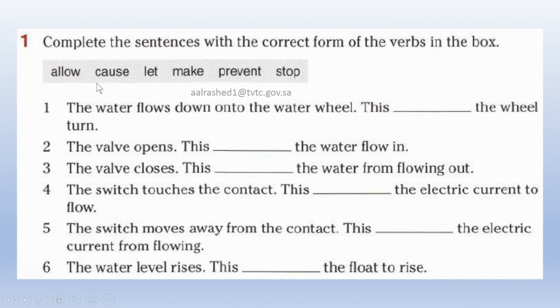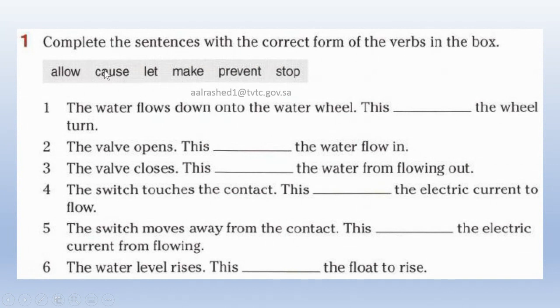As we said before, some of these verbs require a preposition. If you use these verbs, it means the subject is not the doer of the action, but it causes the subject to do the action for others. Let's just revise them. We have allow, cause, let, make, prevent, stop.